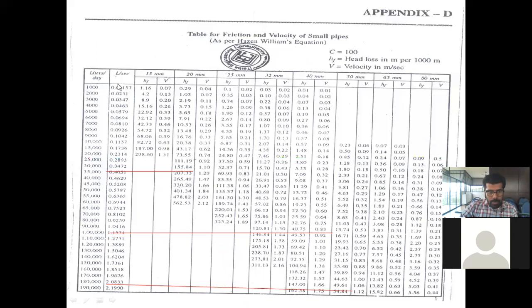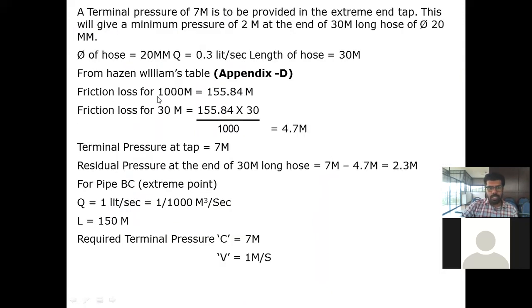So you can see here liter per second 0.08, 0.1, 0.2, 0.3. Yeah, 0.34. So you can take 0.34, this one, 20 mm. What is the friction loss? 155.84 per 1000 meter. So the friction loss for 1000 meter is equal to 155.84. You get it from the Hazen-Williams table, appendix D.